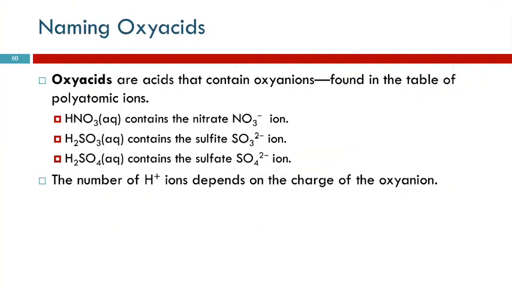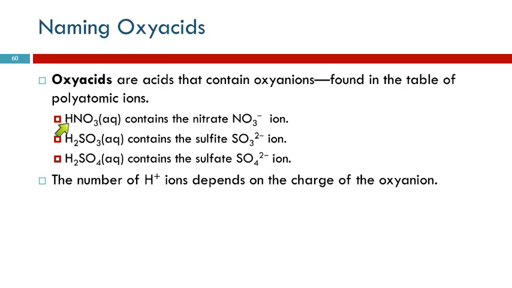Okay, so the other kind are the oxyacids, and as the name suggests, these have oxygen in them. So the oxyacids contain oxyanions. Those are the polyatomic ions that we've been talking about. So we look at this HNO3.